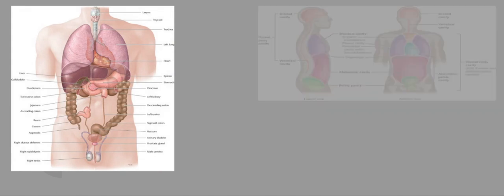With women, this includes the uterus and ovaries, and in men, this includes the prostate. You can see most of these organs in this picture.